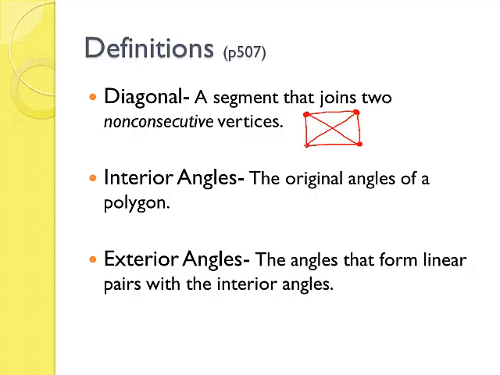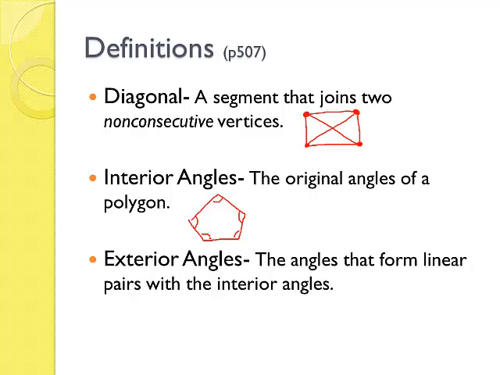Interior angles, the original angles of a polygon. So if I had something like this, this is a pentagon. Interior angles would be this angle here, this angle here, this angle here, this angle here, and this angle here. So they're on the inside, so that's why they say interior angles.